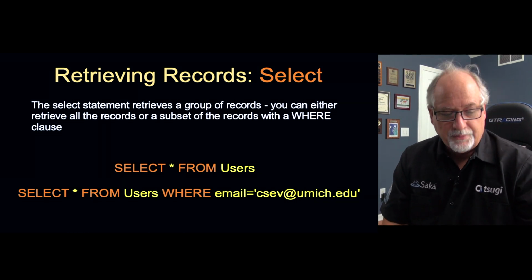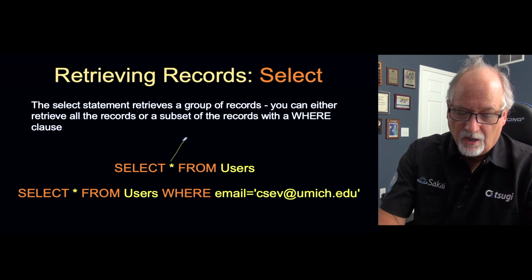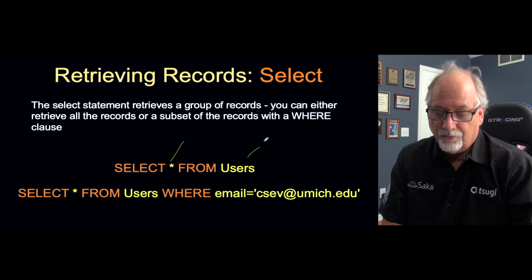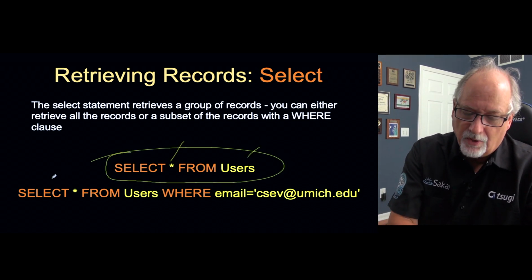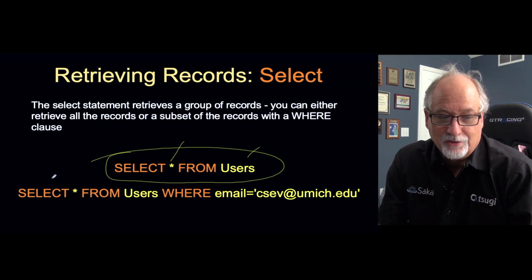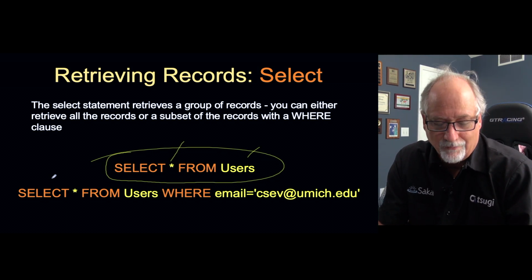And so select basically takes a list of columns, like select name, comma, email, or select star. And then a table name. So this select star from users is almost always the first thing you type. Select star from users, select star from books, select star from whatever.